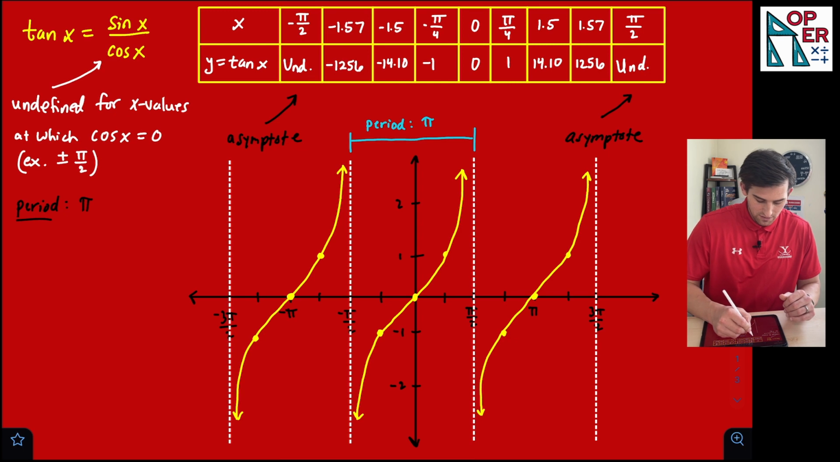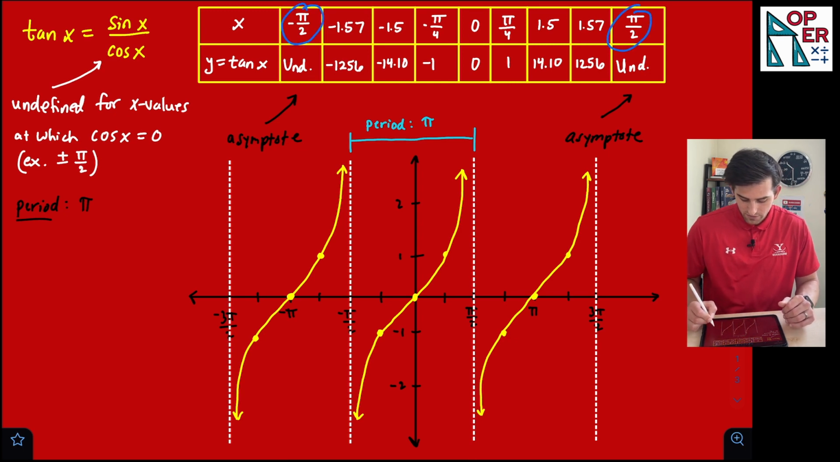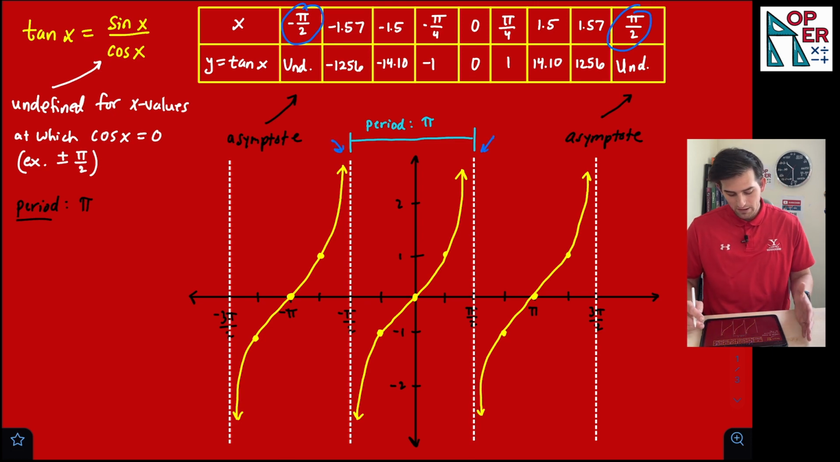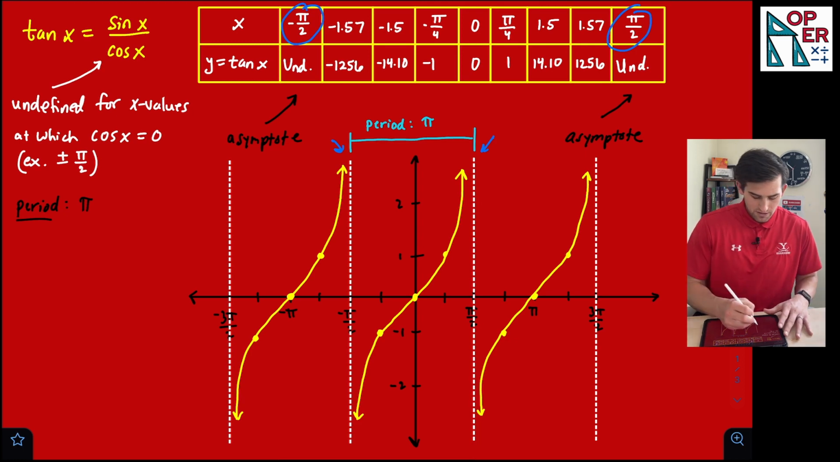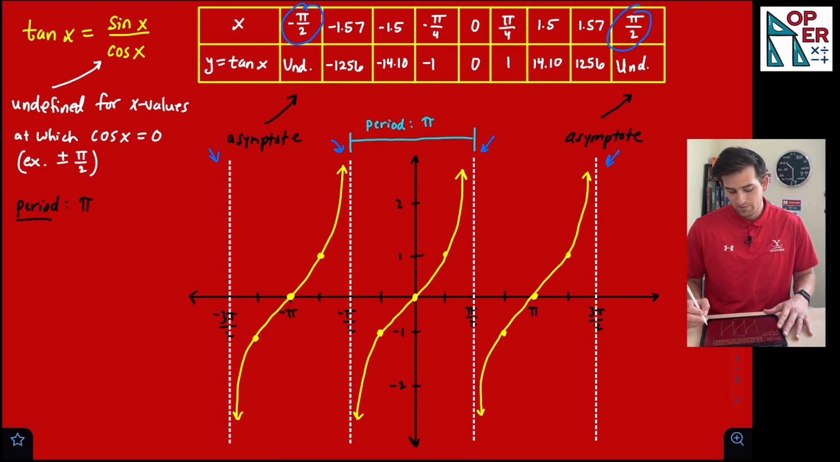Notice that at negative pi over 2 and pi over 2, we have asymptotes. Those are these two asymptotes right here, negative pi over 2 and pi over 2. We said those asymptotes repeat at odd multiples of pi over 2. So here we see another one at negative 3 pi over 2 and also positive 3 pi over 2.